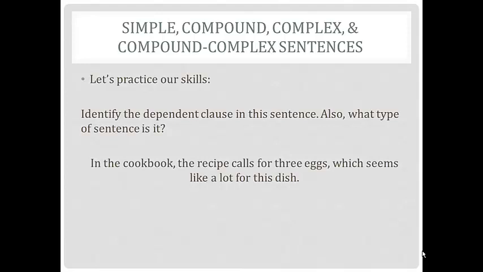Let's look at the hardest sentence here, which is the compound complex sentence. What are the rules for that? Remember, you have to have at least 2 independent clauses and at least 1 dependent clause. So let's break apart the sentence. In the cookbook, that's a dependent clause. The recipe calls for 3 eggs. That's an independent clause. And the last part says, which seems like a lot for this dish. That's a dependent clause. So we did not meet the rule for 2 independent clauses because we only had 1. So there's no way that it can be a compound complex sentence. Our only answer that's left is that it's a complex sentence.